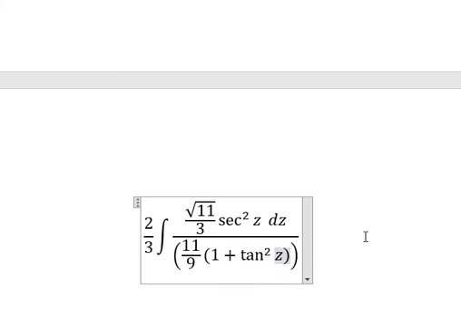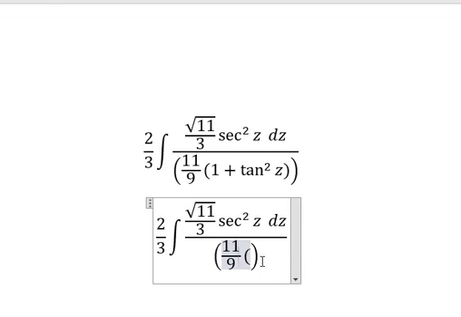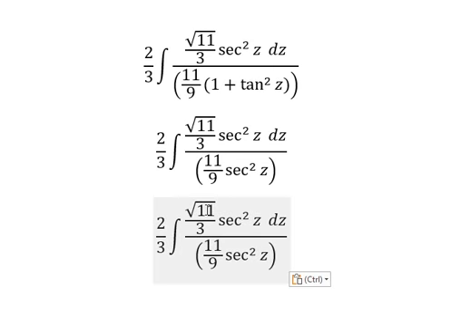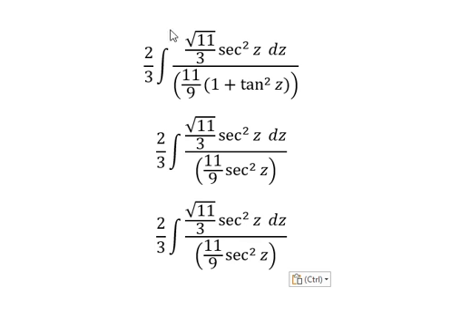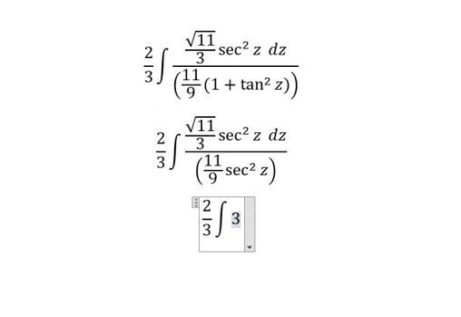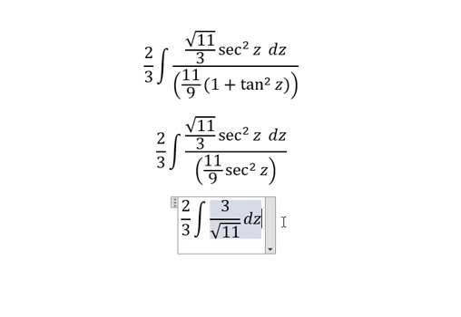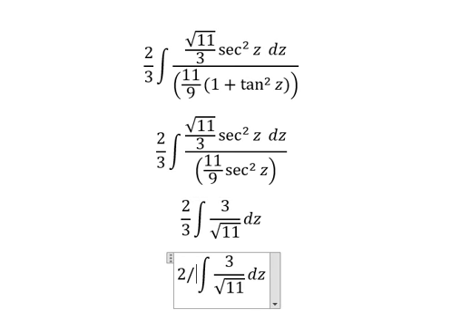This one we have secant of z squared. Now we need to simplify this one and this one, similar for this one and this one. So this one we have number 3 over the square root of 11. Now number 3 and number 3 we simplify, and I will put this one go outside.